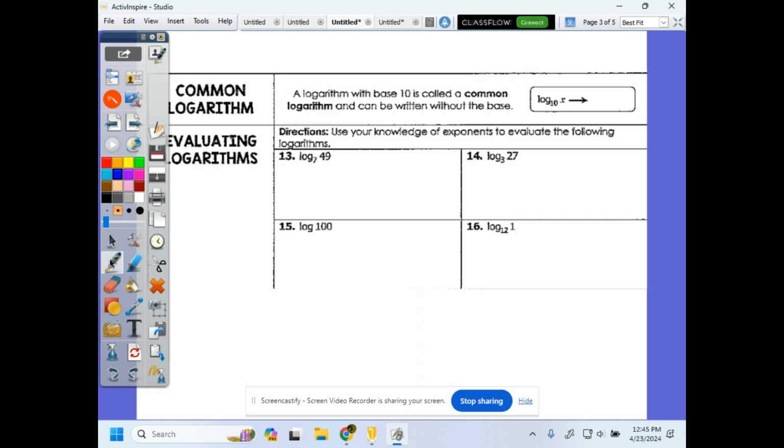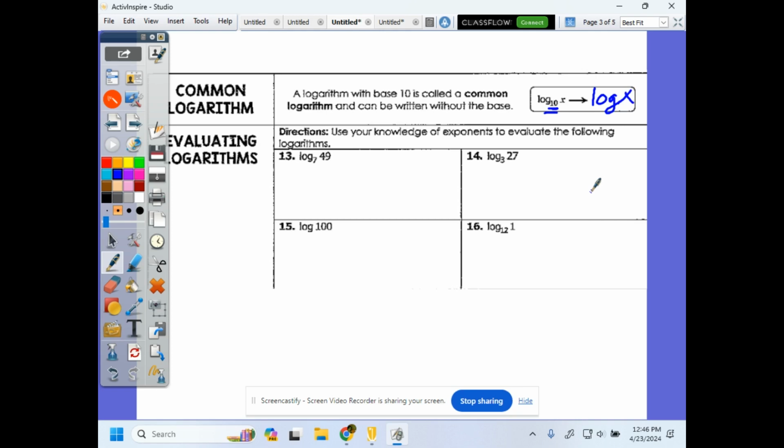Now, let's do the common log. A common logarithm with base of 10 is called common logarithm and can be written without the base. So if you see a base of 10, that means it's common log. Or if you don't see a base, that's called common log. Or it's an invisible base of 10.